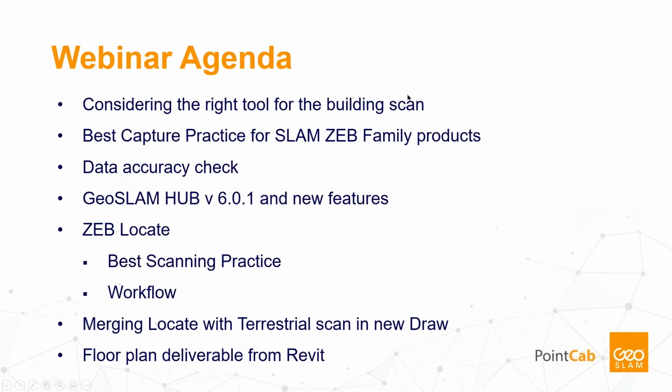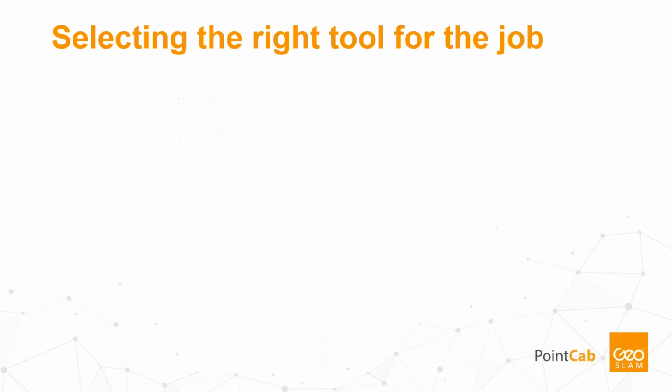So the webinar's agenda covers how to approach the project, meaning selecting the suitable tool for the job and considering clients' requirements. We will talk about the capture practice and data accuracy checks. Since we are using ZEB Locate as an example for the building scan, we will also explain a little bit more about the processing workflow of the system and possibilities of Hub and Draw, including some of those new features. And at the end, we will show the output and deliverable from the scan, which was created in Revit.